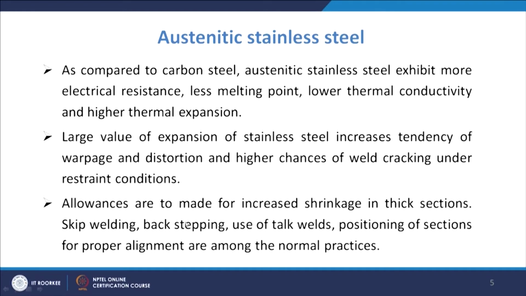So, basically the electrical resistance is 6 times more than the carbon steel. Similarly, it has a lower melting point than the carbon steel. It is normally 90 to 100 degrees C lower than the conventional carbon steel. It has lower thermal conductivity, about 50% lower, but it has very high thermal expansion, about 50% higher in the case of austenitic stainless steel as compared to the conventional carbon steel.